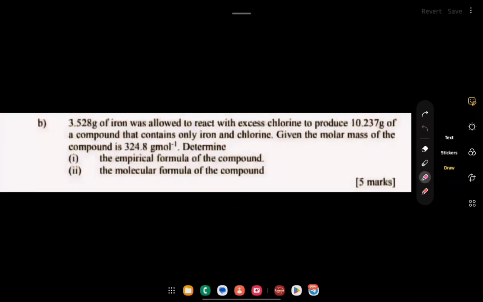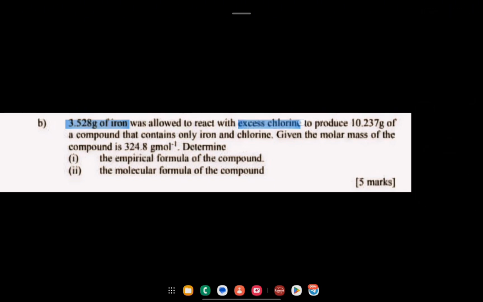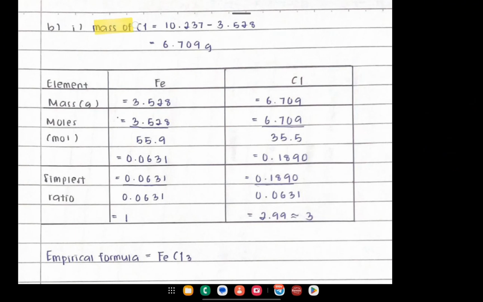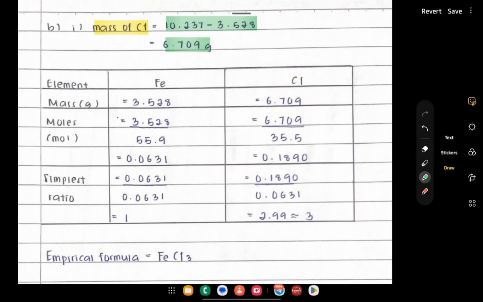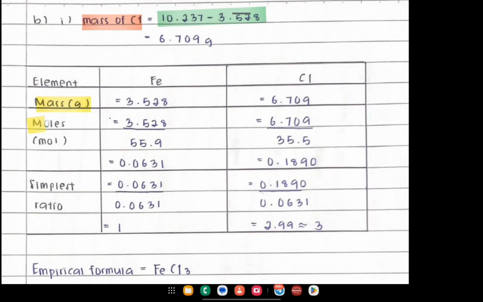Moving on to question 1B1, we need to determine the empirical formula. The question provides us the mass of iron, 3.528 gram, and the mass of the compound, 10.237 gram. So we need to find the mass of chlorine by subtraction: 10.237 gram minus 3.528 equals 6.709 gram.